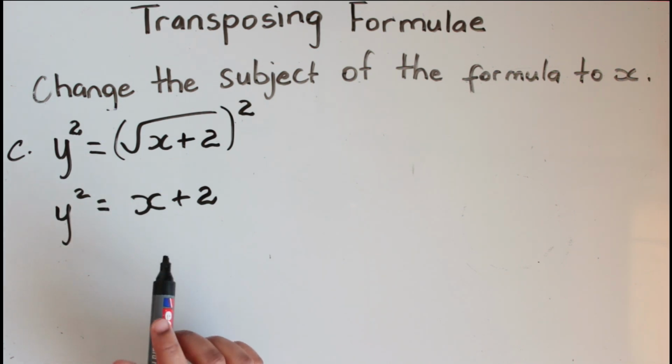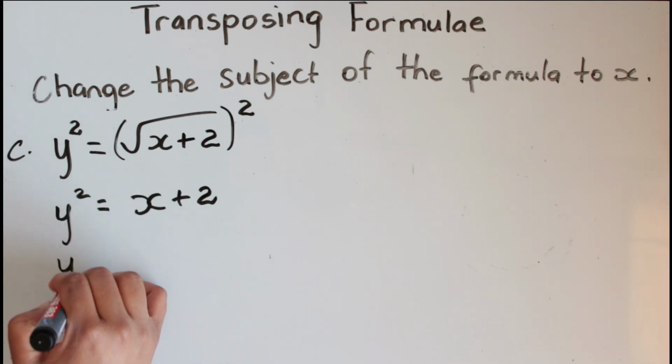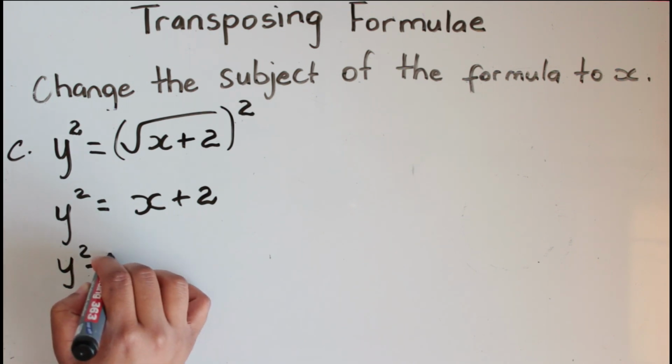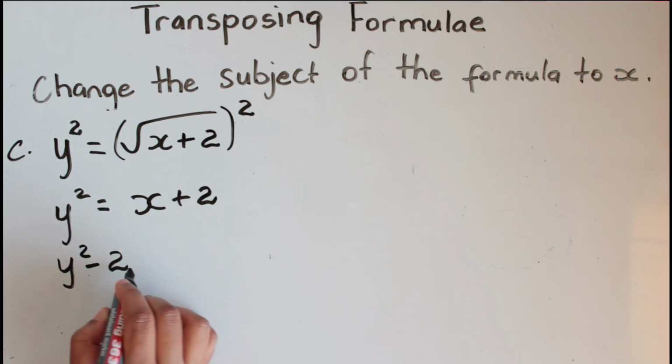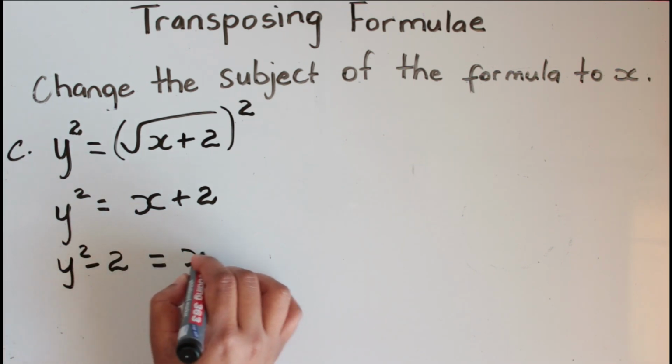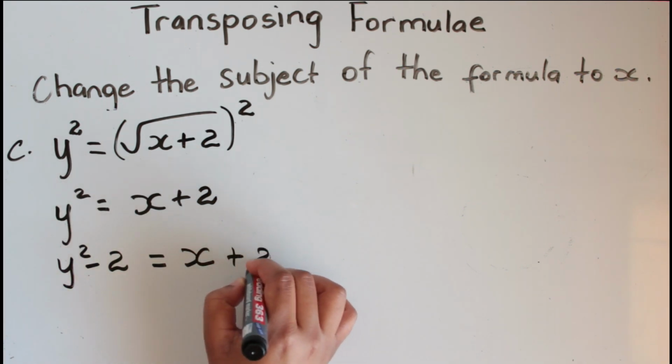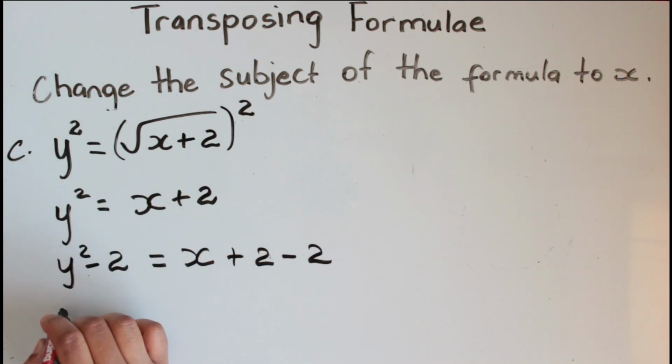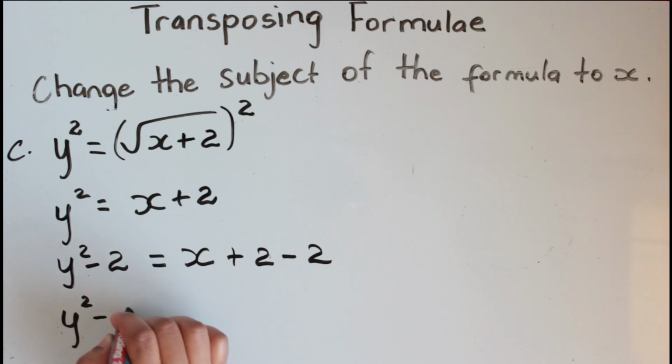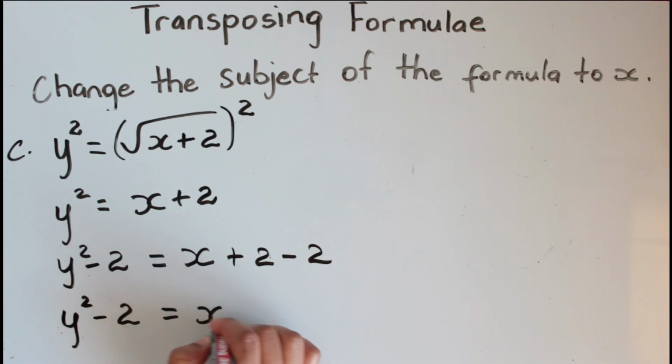My next step now is to get rid of that 2 here, which therefore means the inverse operation for plus would be minus. So I minus 2 from both sides. So y squared minus 2 equals x plus 2 minus 2. Now I have y squared minus 2 is equal to x. 2 minus 2 gives me 0. That was my aim, to make x the subject. So this is my final answer.